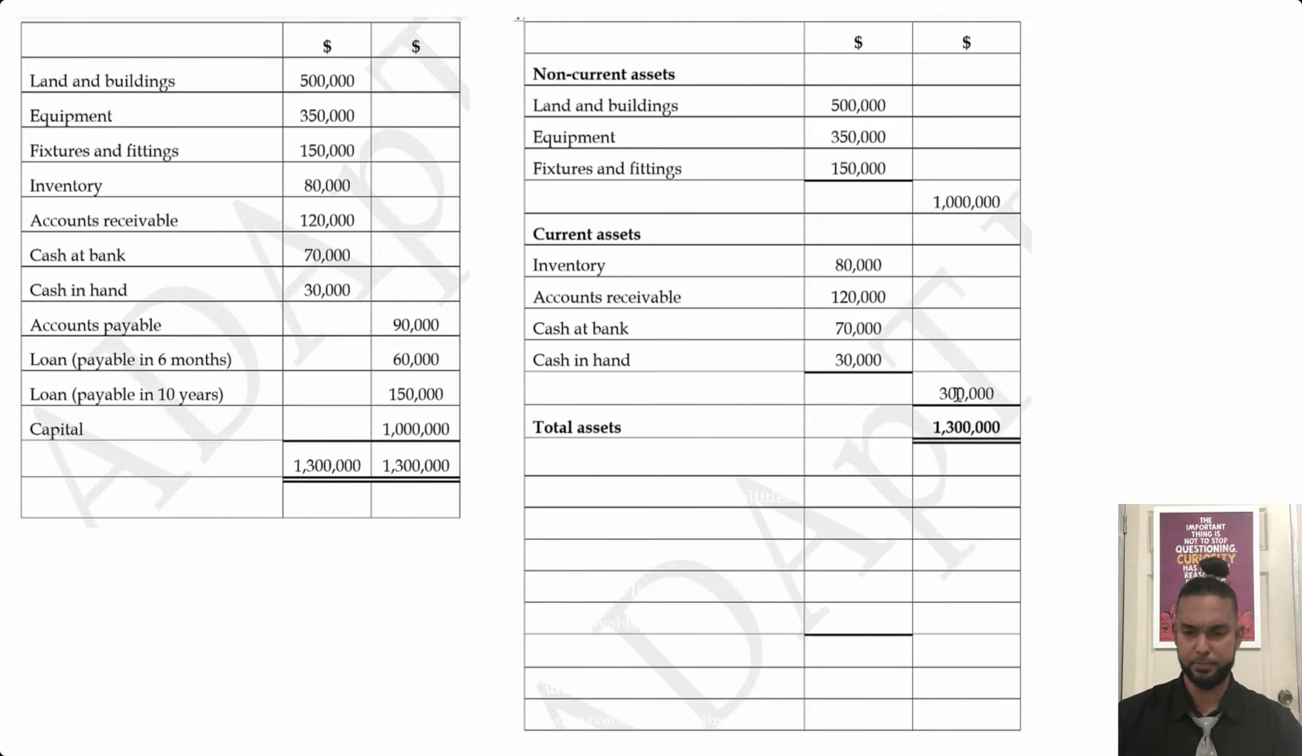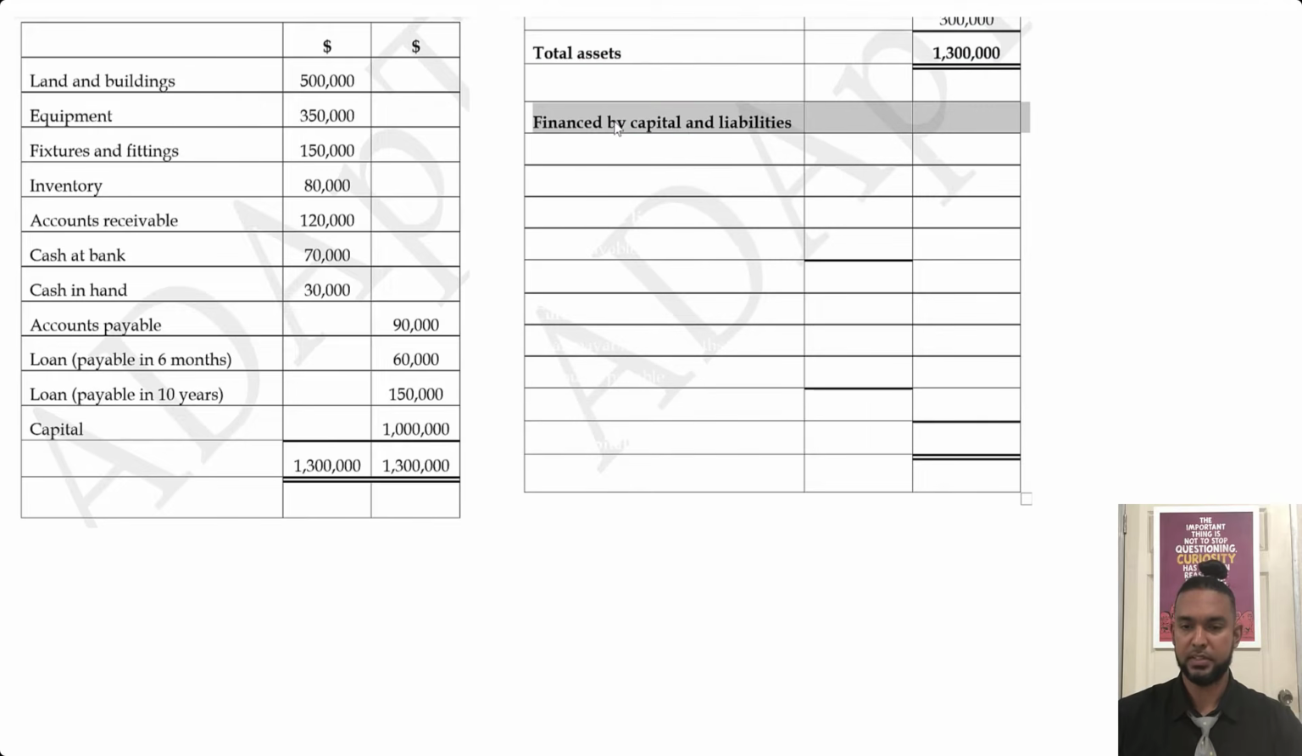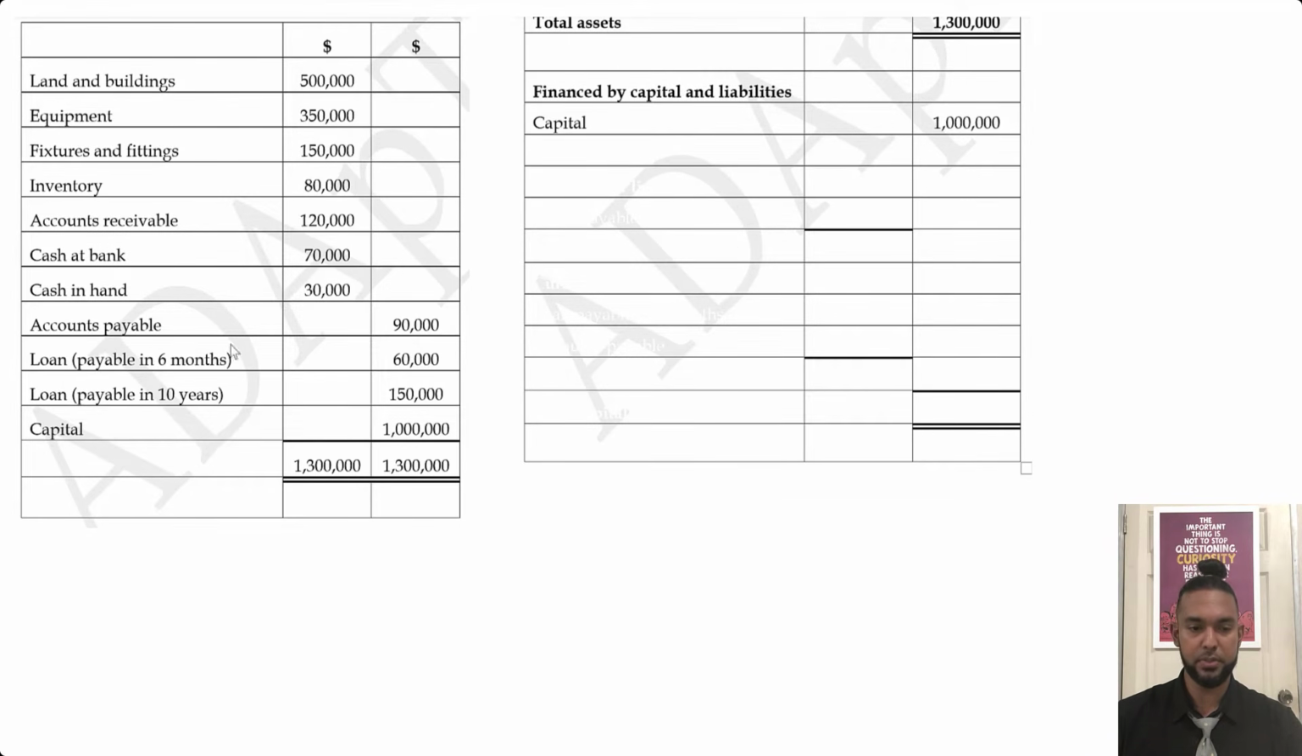But I'm going to scroll up a little bit. So we're going to head up financed by capital and liabilities. All right? So the capital is given to us across here, 1 million. So we're going to put that first, capital 1. Right, now we have some liabilities here, so let's take a look.